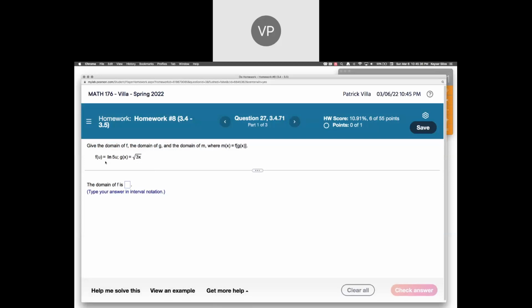Give the domain of f, the domain of g, and then the domain of m, where m is the composition function here. So one at a time. Starting with the f function, we have natural log of 5u. So remember the rule. The inside has to be greater than 0. So I take that inside as it is, and I just say it's got to be greater than 0. Divide both sides by 5. That's my domain right there. Okay, everything greater than 0.